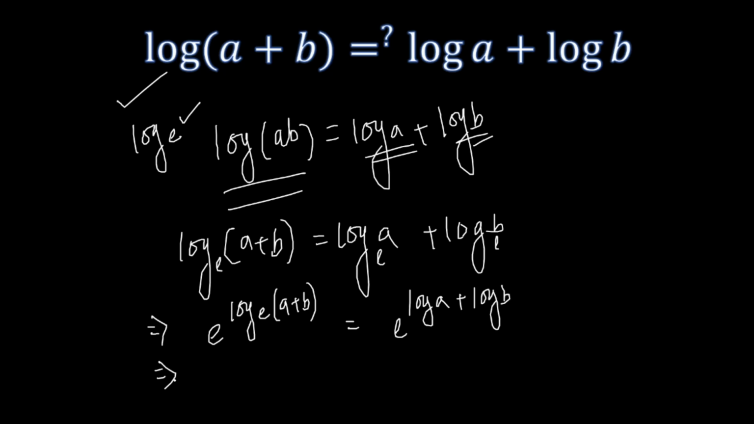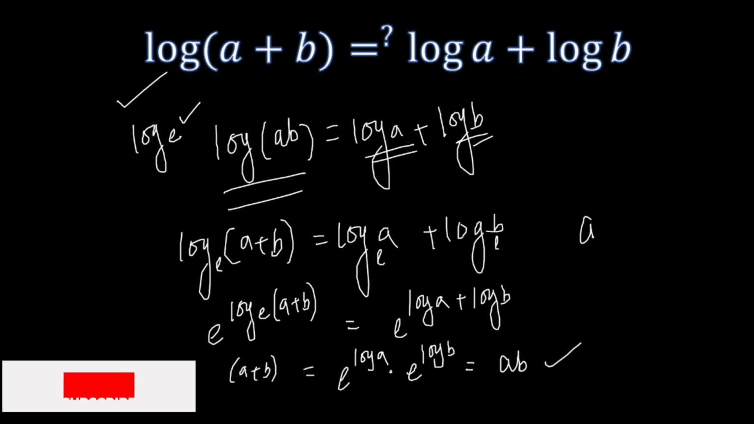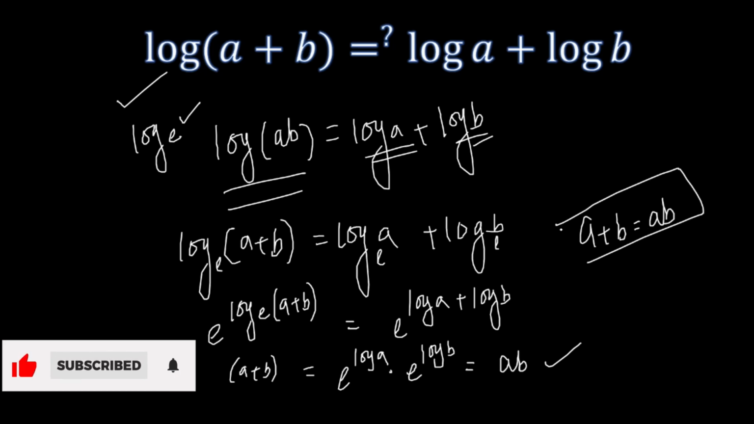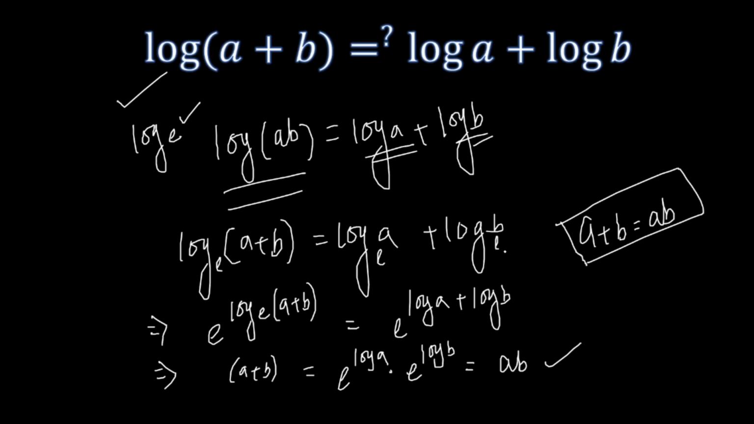So this obviously gives us e to the power log of a plus b, which should only be a plus b according to the rules of logarithms. And on this side, this can be written as e to the power log a multiplied by e to the power log b, correct? And this would give us a into b. So we got a plus b equals ab. And now let's see if we can solve this equation.